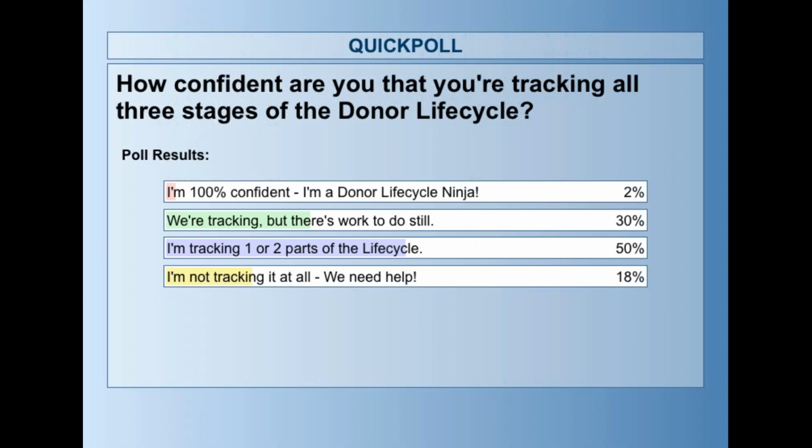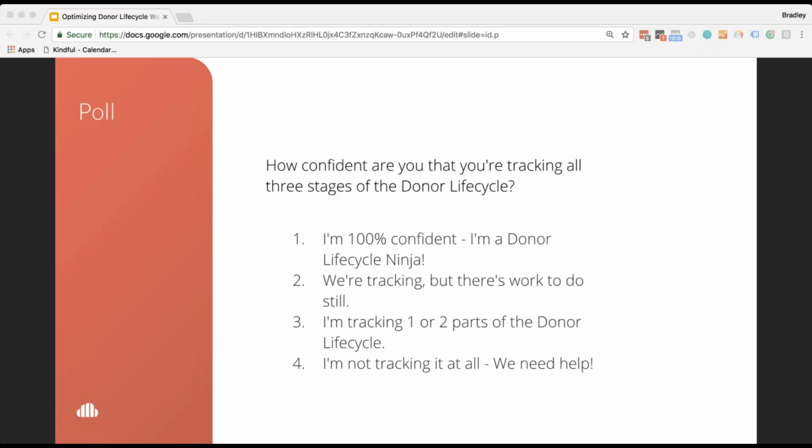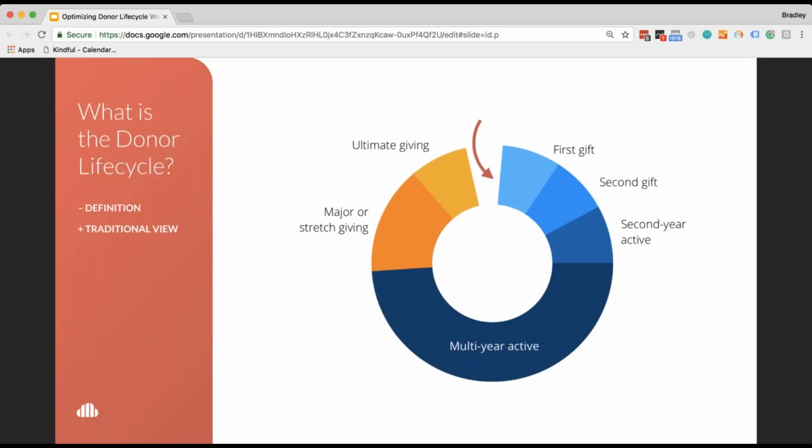And when we send out this slide with the results, we'll update those results right down through the numbers so everyone can refer back to that. So let's continue talking through the donor life cycle and what it is and what it isn't.